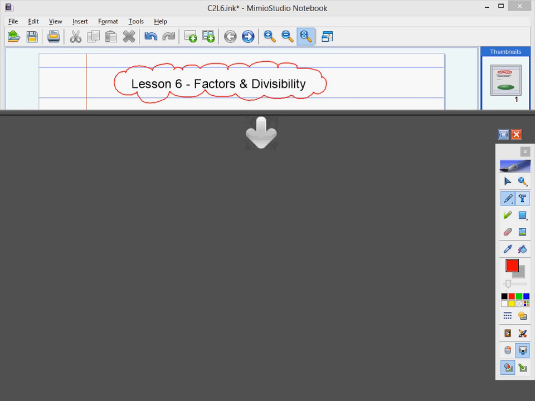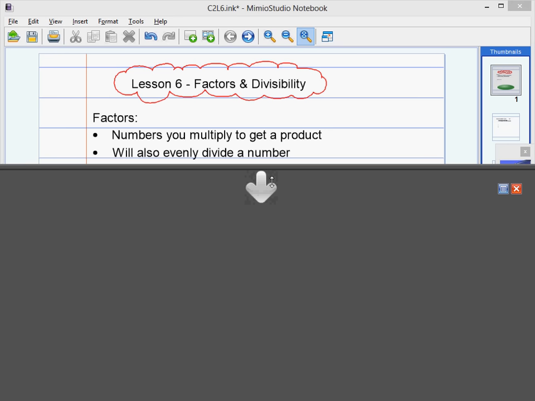Factors are numbers that you multiply to get a product. And we know that because we had that vocabulary word factor at the beginning of the year in lesson 1. But they will also evenly divide a number. So think about those fact families. You can work backwards and still get a factor if you use division.